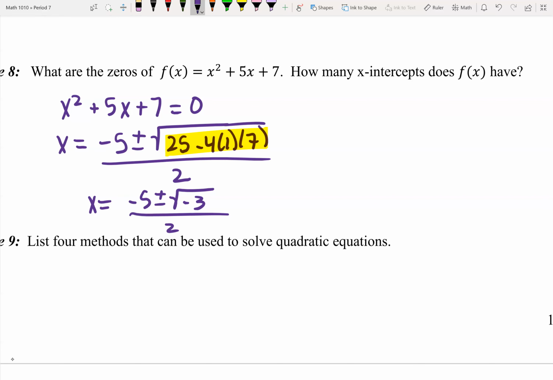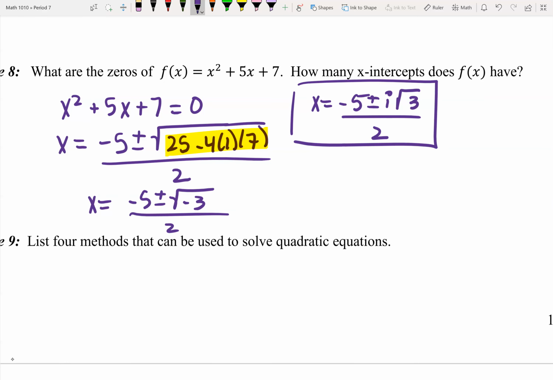Is that my answer? Am I done simplifying? It's not done. What do I do? It's an i, yeah. So x equals negative 5 plus or minus i square root of 3 all over 2. How many x-intercepts does that equation have? Tell me. It doesn't. Tell us how come it doesn't, bud? It's not crossing the x-intercept. How do you know that?